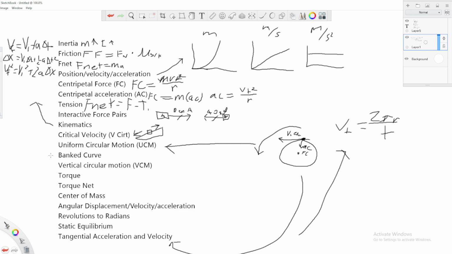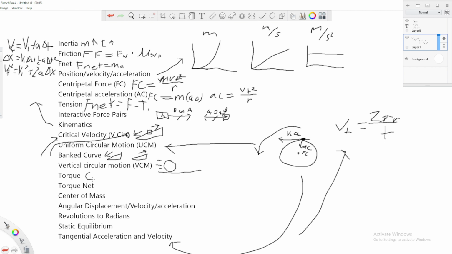Bend curve up here. If it's going perfect, it's going to be critical velocity, if it's not going too fast or slow. If it's going too fast, that means it's going up the ramp, which means you're going to have a friction force going down. If you have it going too slow, you're going to have friction force going up. Vertical critical motion is pretty much just like wheel problems when a wheel is moving in a vertical path.